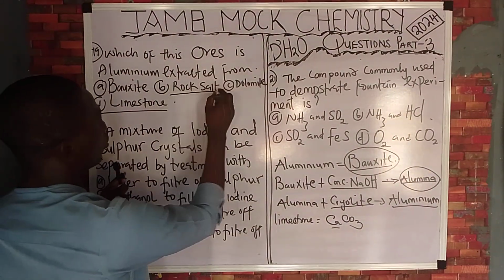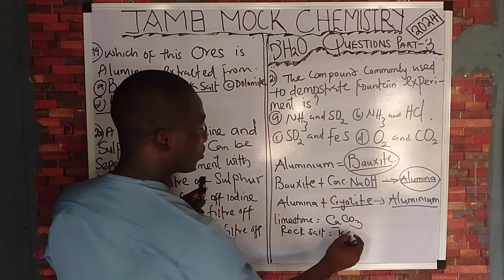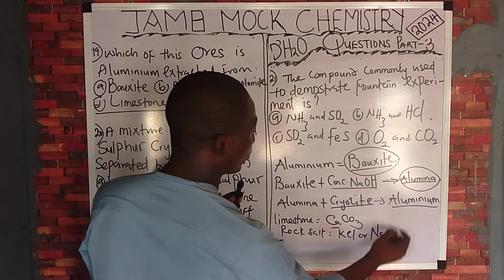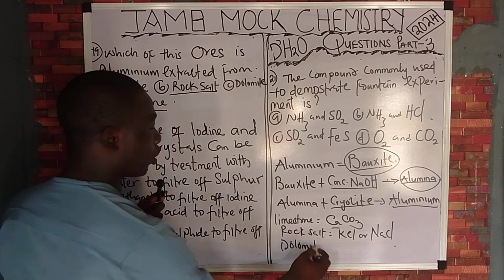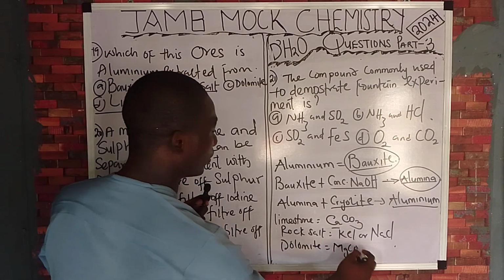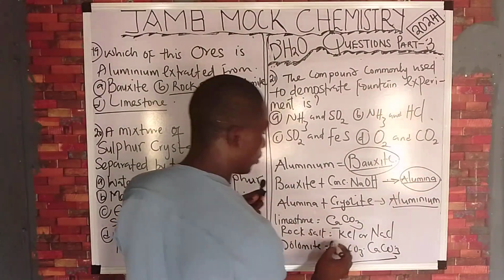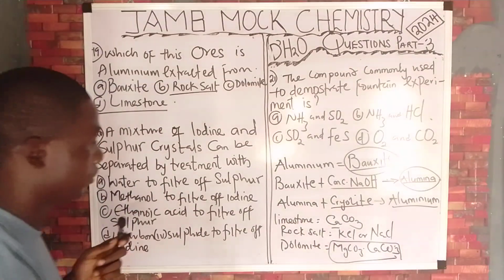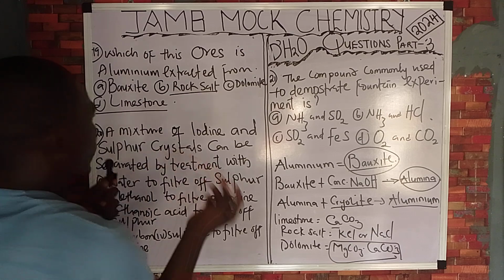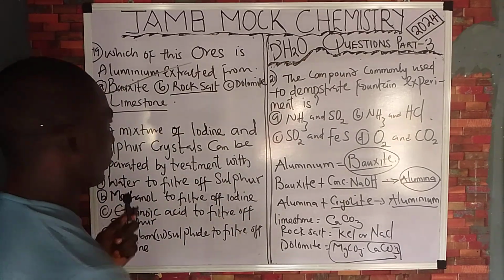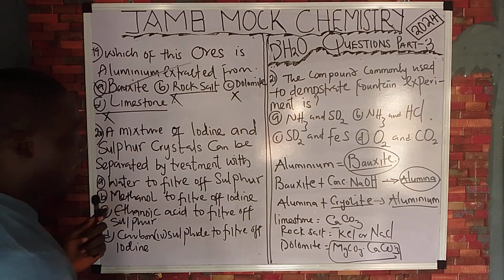What about your rock salt? Your rock salt is simply your potassium chloride or your sodium chloride. You can call it the rock salt. Then what is your dolomite? Your dolomite is magnesium carbonate that also contains a small deposit of calcium carbonate. Magnesium can be extracted from here too. So please take note that the ore from which aluminium is extracted is your bauxite. It's not rock salt, it is not dolomite, it is not limestone.